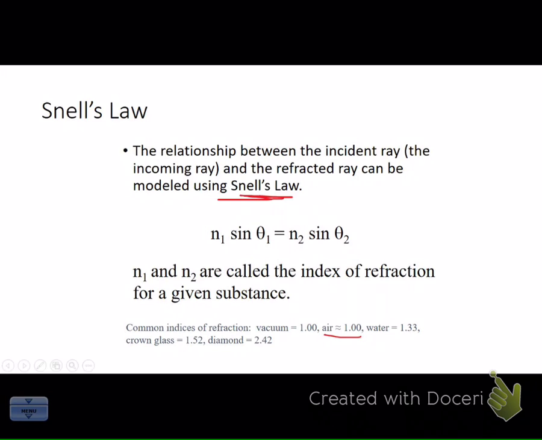But you can see as we get into denser substances like water, the index of refraction does end up changing quite a bit, 1.33, and then as we get into glass or diamond, 2.42.